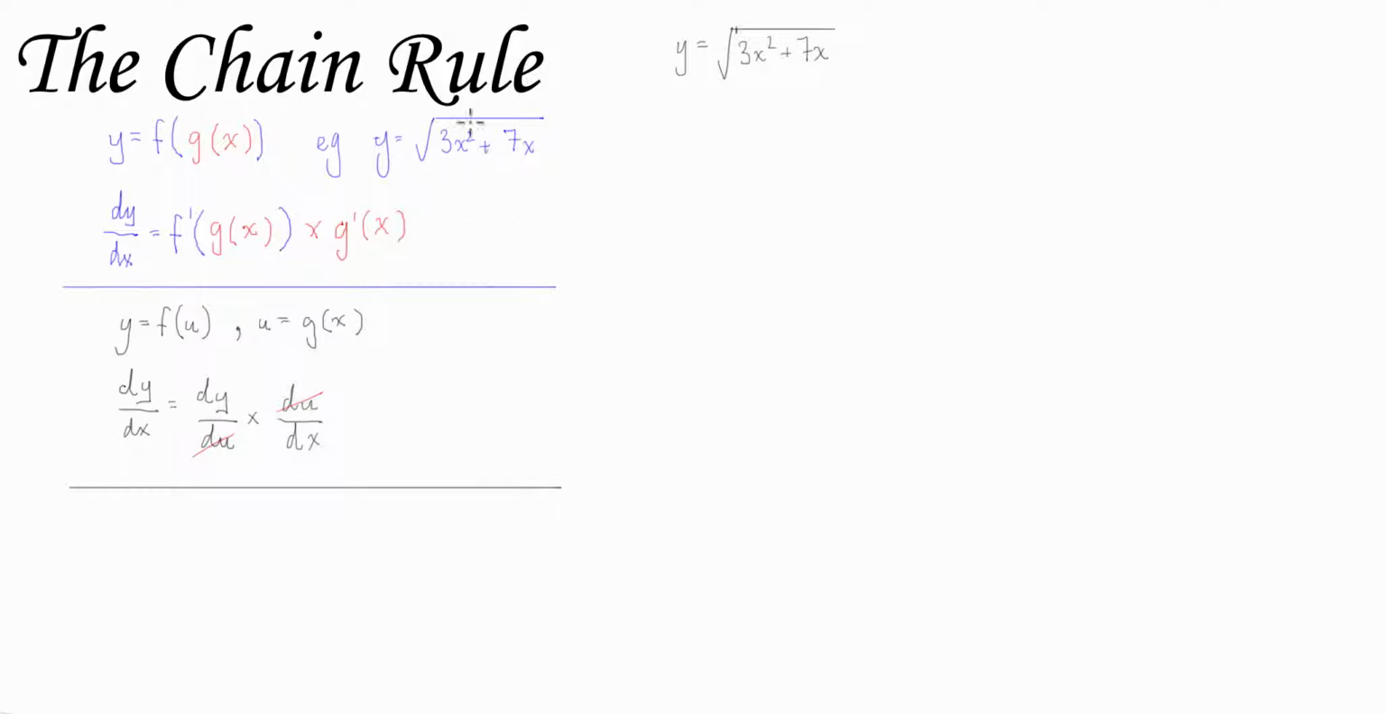So let's figure out what our outside and inside functions are. Here, let's make u equal to the inside, so we can write that down. u is equal to 3x squared plus 7x, and y is equal to the square root of u. So you can see I've got y in terms of u and u in terms of x.